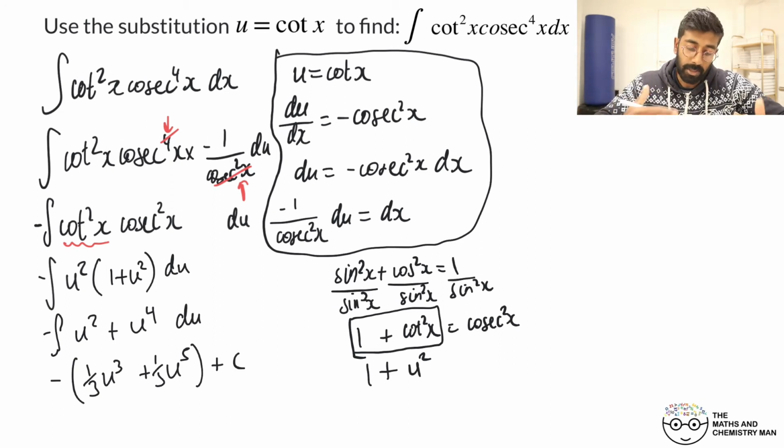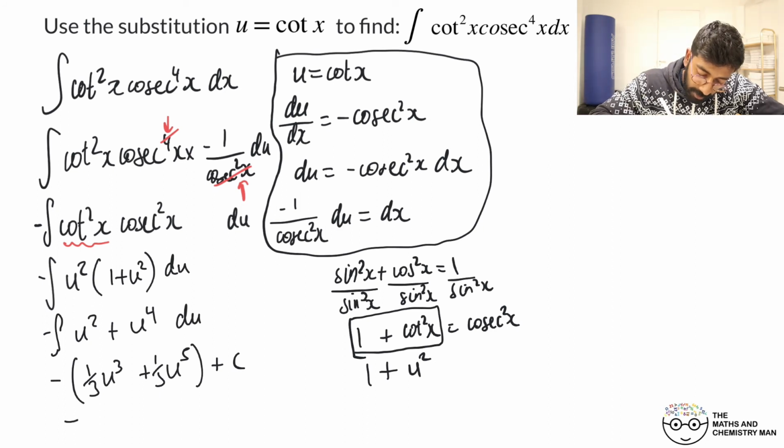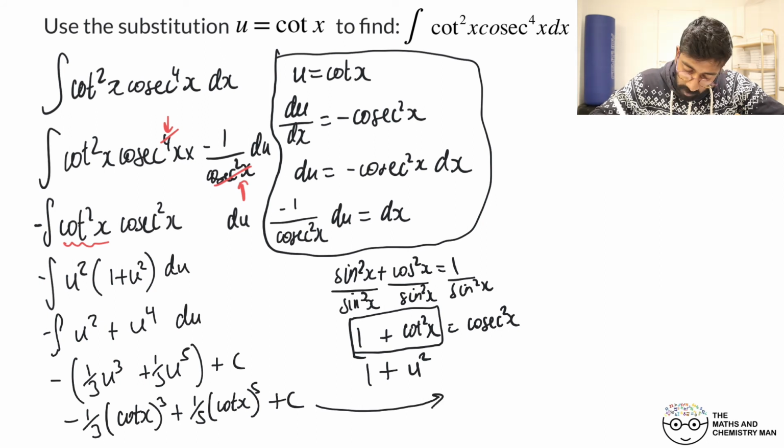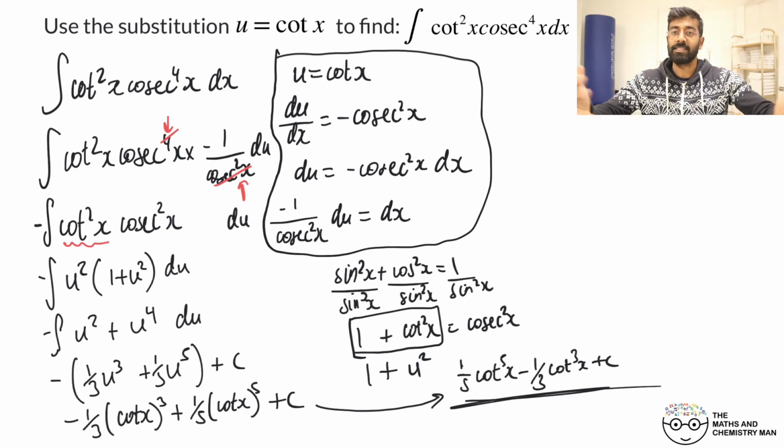Last part, multiply through by the negative and replace your substitution. So minus 1/3, and u we said was cot x, and then 1/5, and again cot x to the 5, and then plus c. So if you wanted to neaten that up one little bit more, we could go with 1/5 cot to the 5x, take away 1/3 cot cubed x plus c. And there it is. That's our final answer.